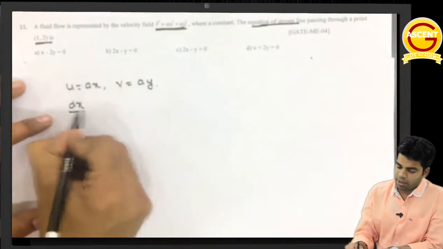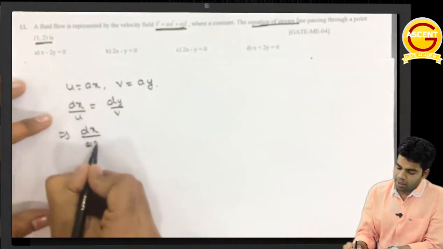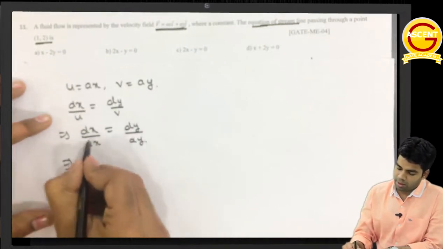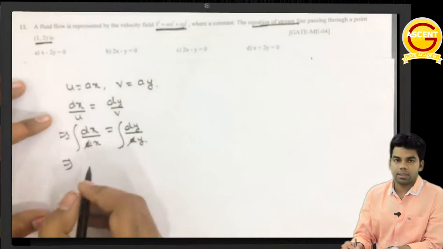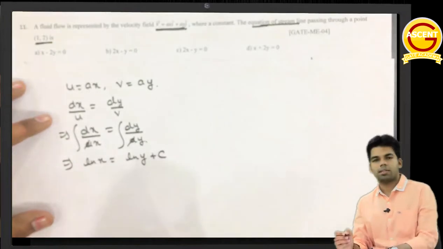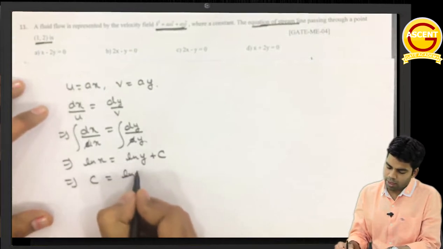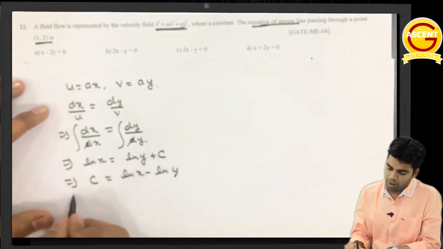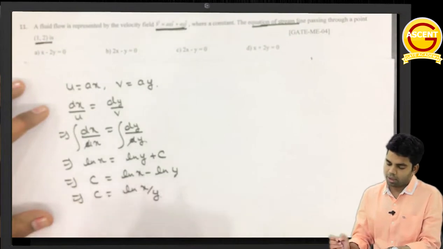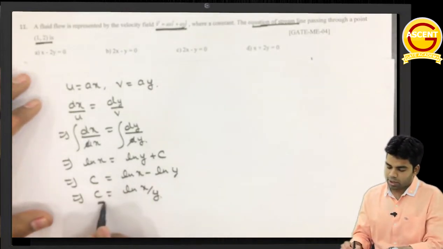Now we want to determine the equation of a streamline. The equation of a streamline means dx/u = dy/v. Just put the value: dx/(ax) = dy/(ay). The a and a will get cancelled out. If I integrate this, I get ln x = ln y + a constant c. Getting this? Or you can say this constant c = ln x minus ln y, which can be written as ln(x/y). Getting this or not?